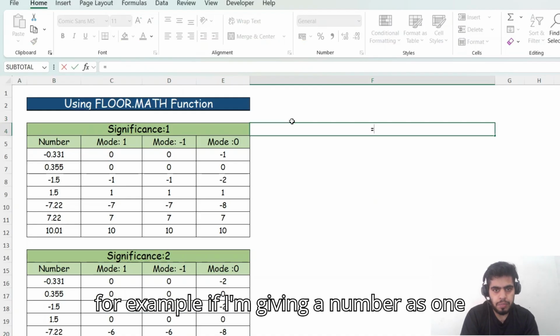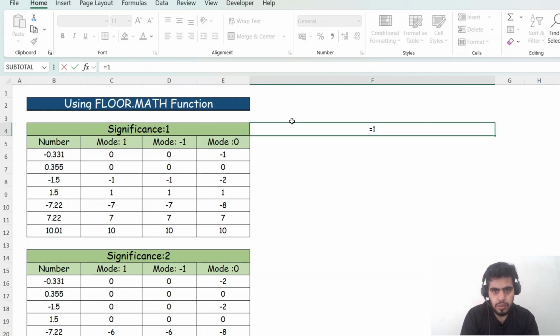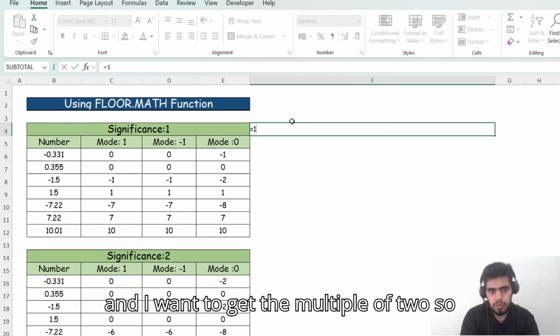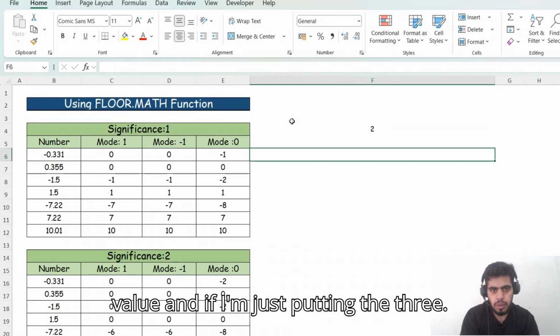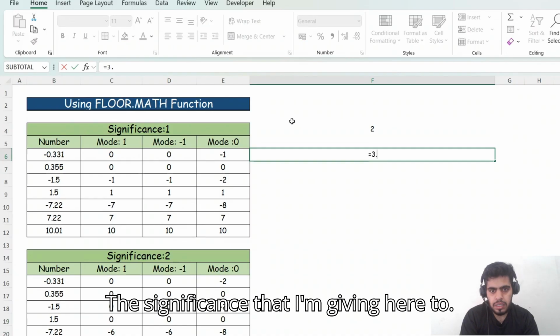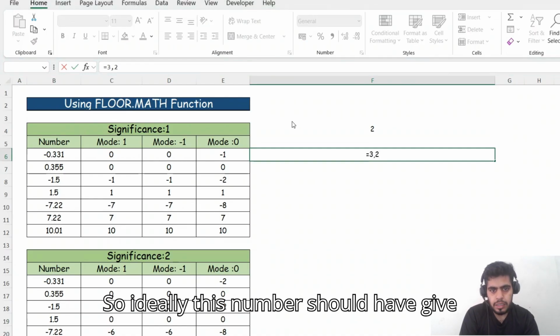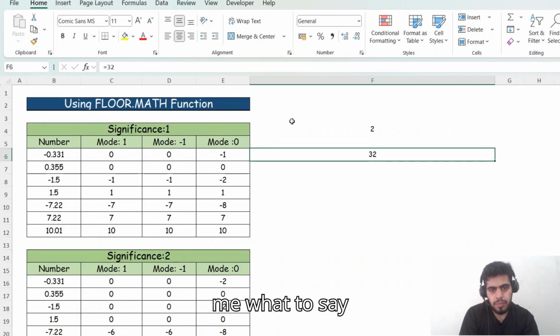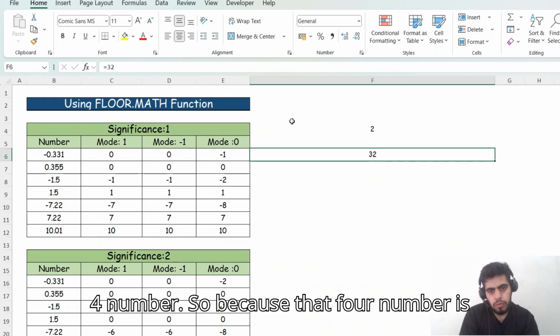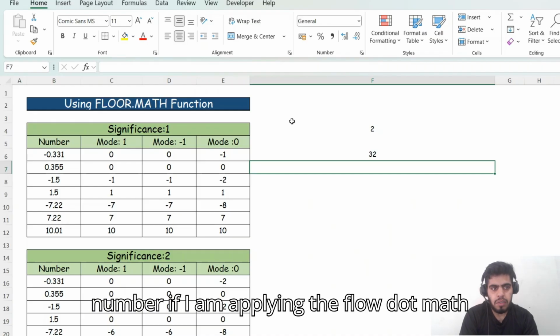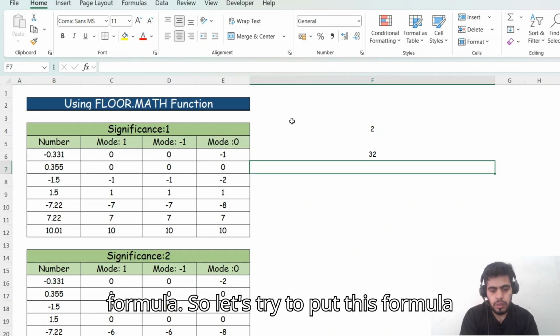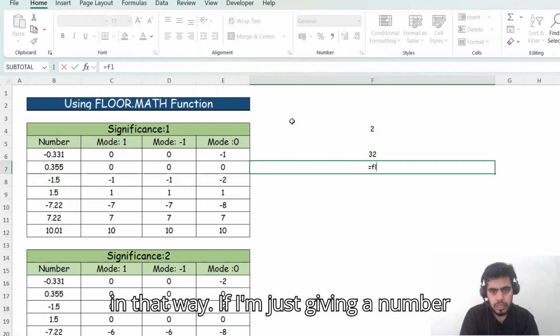For example, if I'm giving a number as 1 and I want to get the multiple of 2, the formula would give me only the value 2. And if I'm putting 3 and the significance that I'm giving here is 2, ideally this number should have given me 4. Not 4, it will give me 2 if I'm applying the FLOOR.MATH formula. So let's try to put this formula in that way.